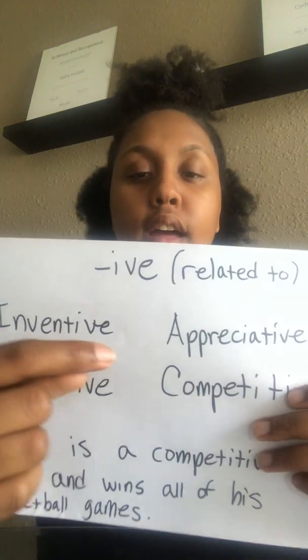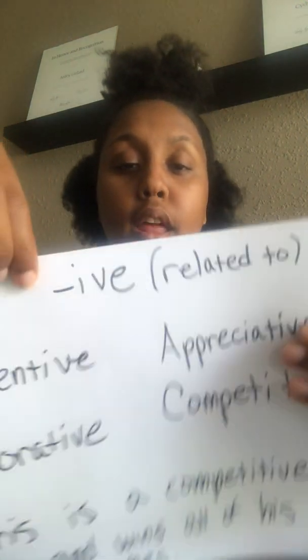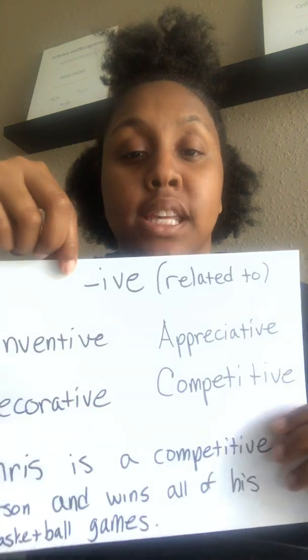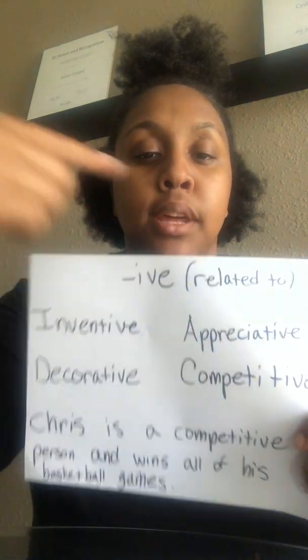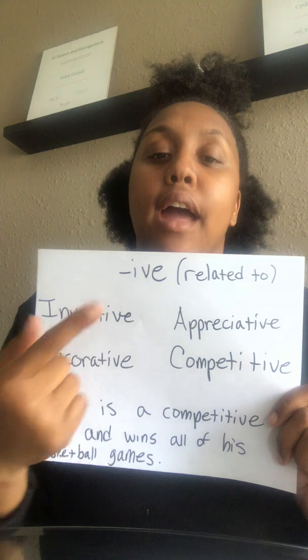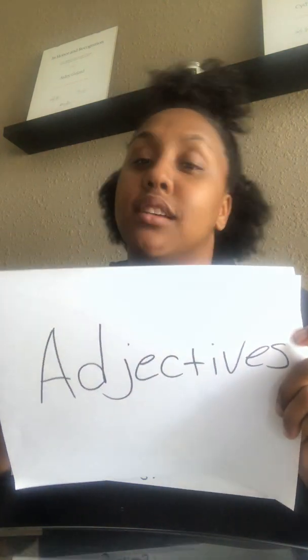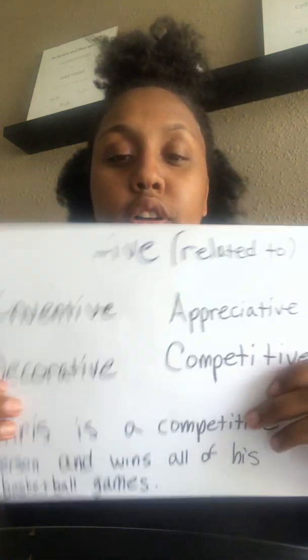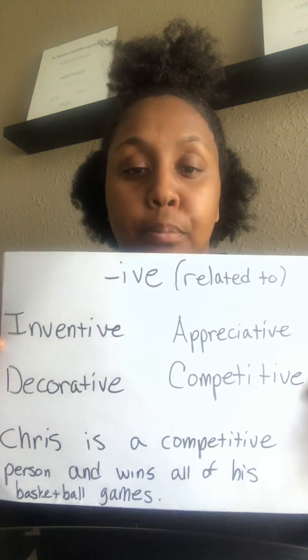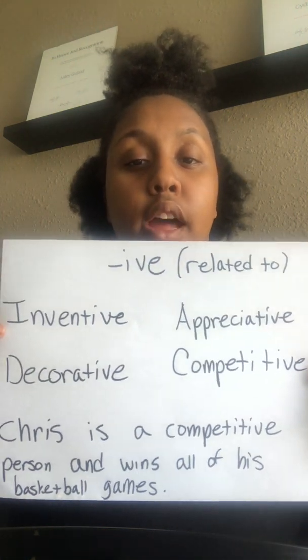Remember, a suffix goes at the end of a word, and when you have a suffix at the end of the word, it changes the meaning of the word. So, our suffix IVE means related to. And IVE also represents the suffix for adjectives. So let's go over a couple: inventive, appreciative, decorative, and competitive.